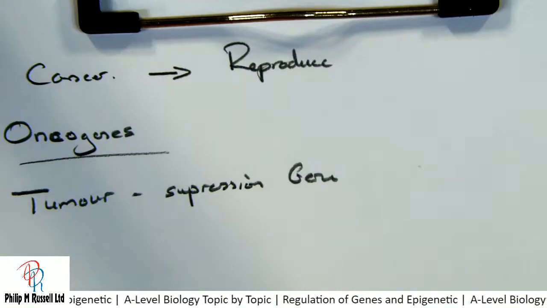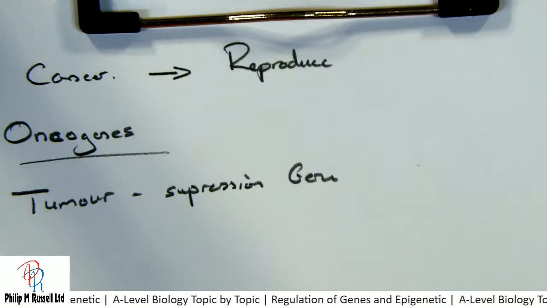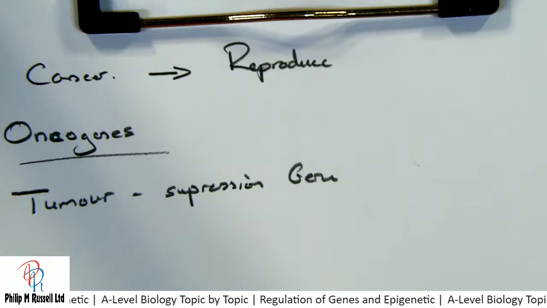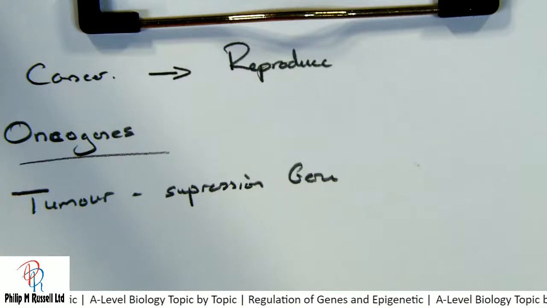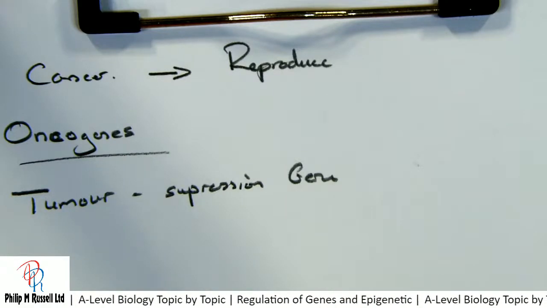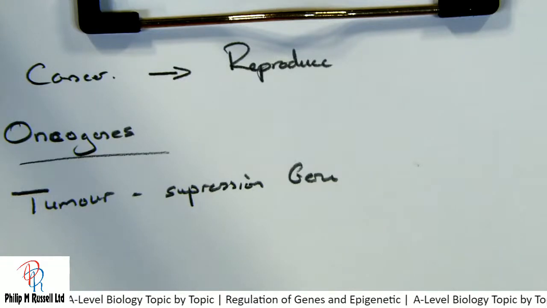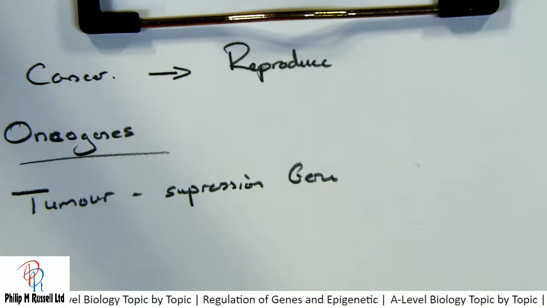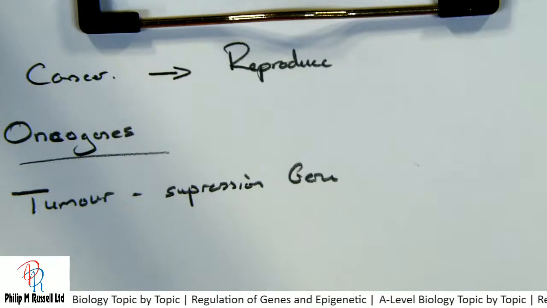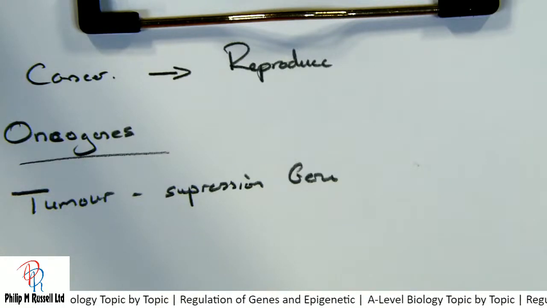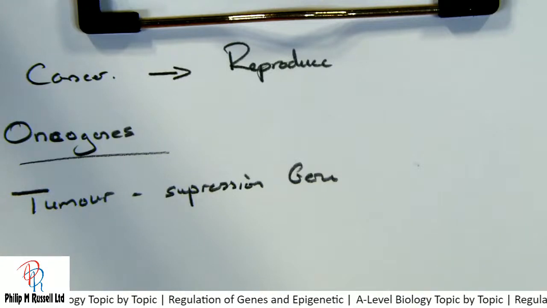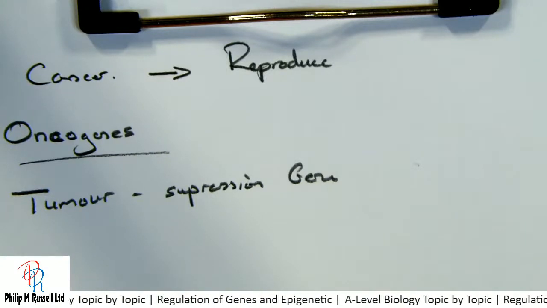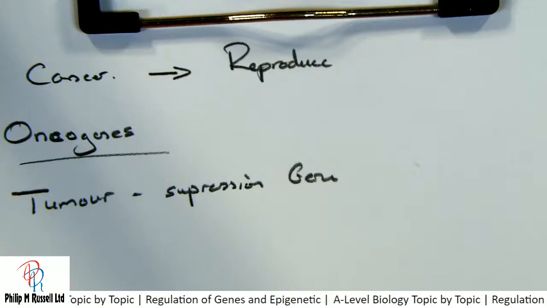Tumour suppression genes slow down cell division. They repair mistakes in the DNA. They tell cells when to die, which is called programmed cell death, really. Apoptosis. So they've got the opposite role to a proto-oncogene.